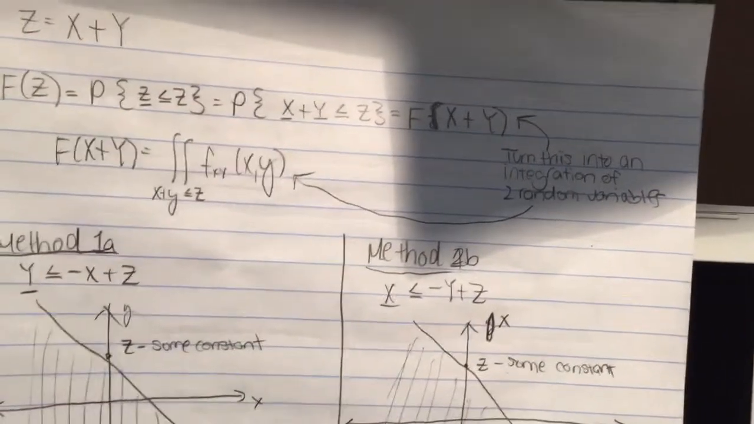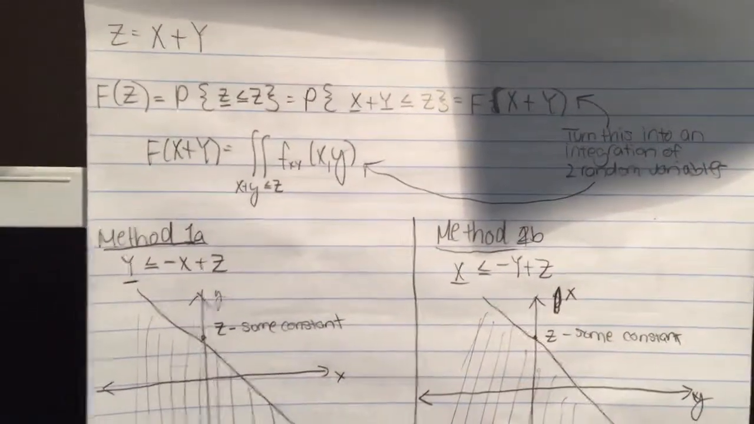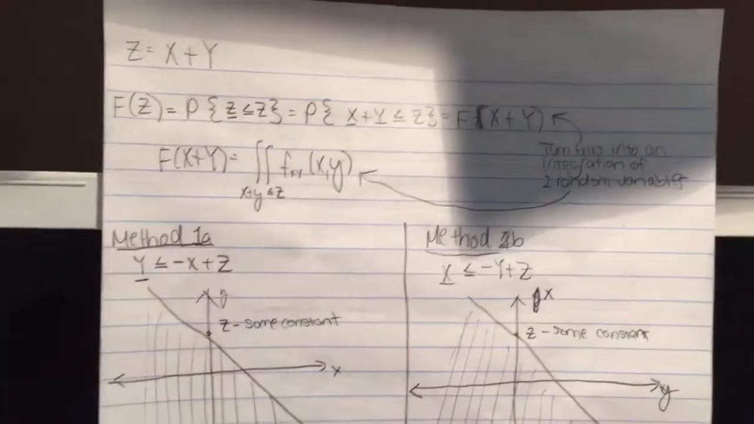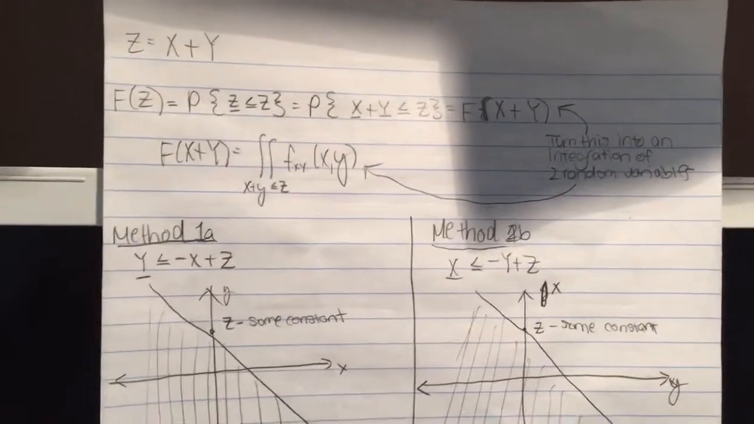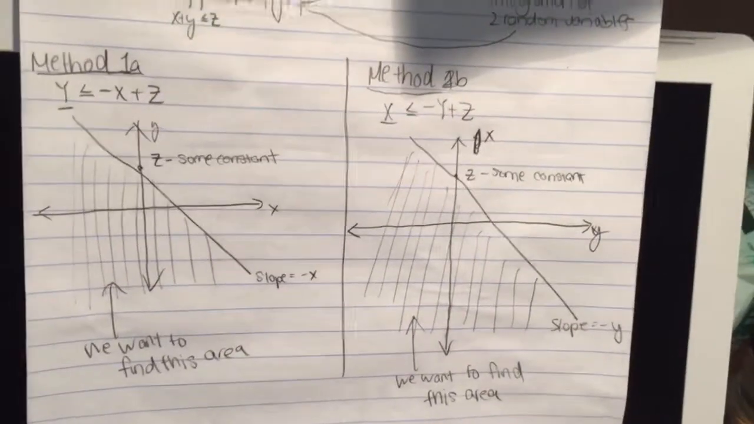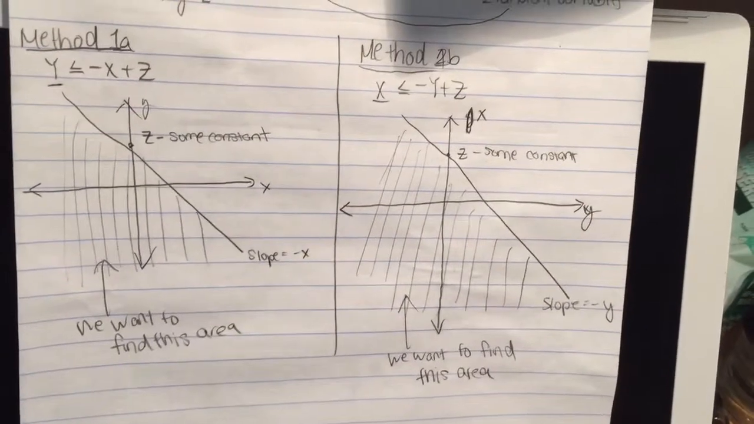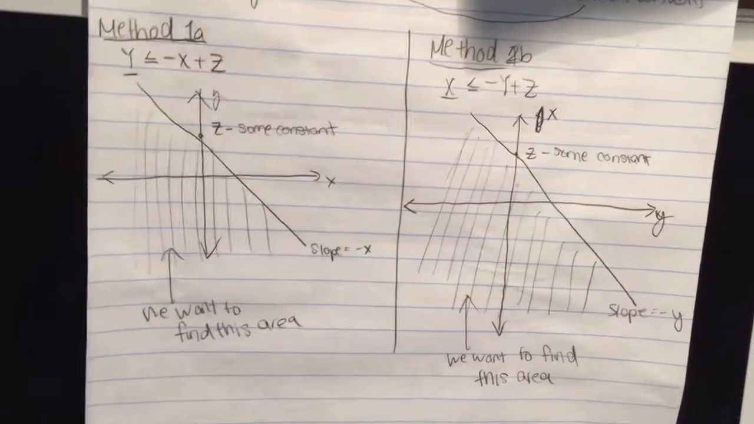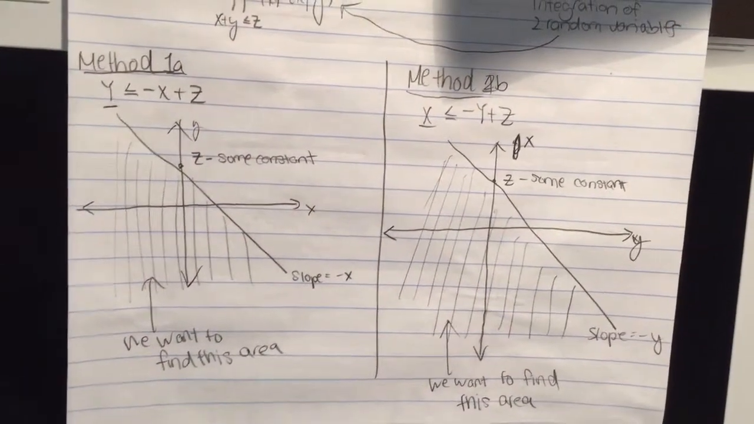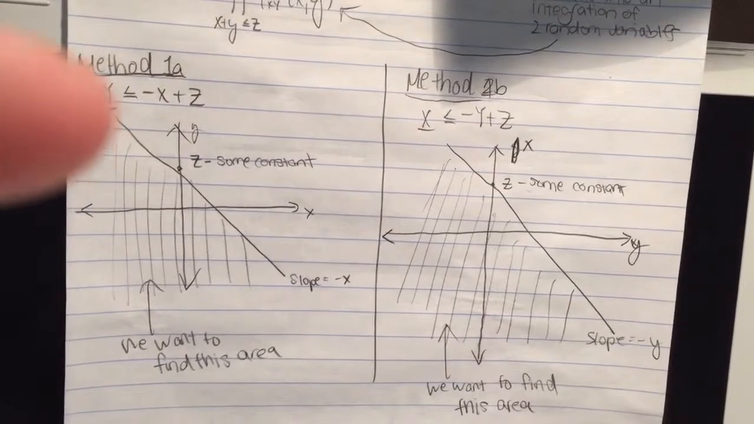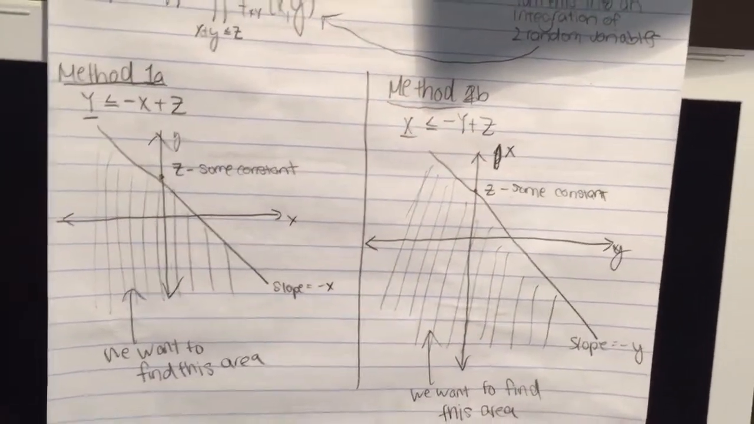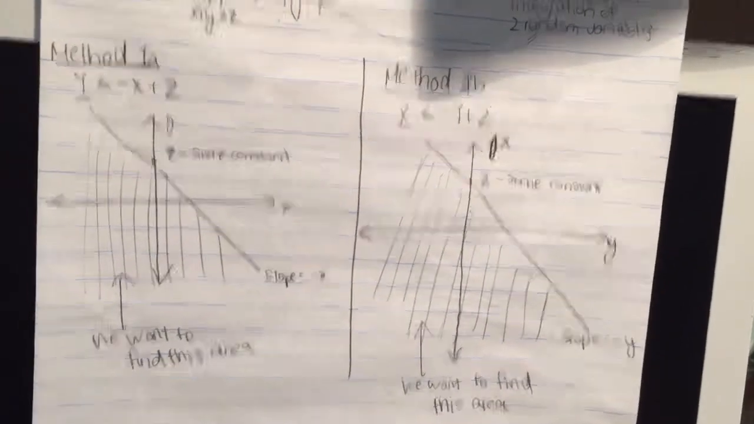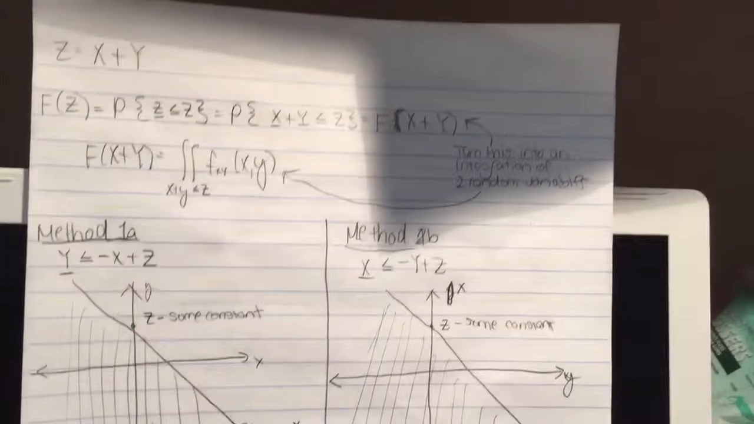We turn this into the integration of two random variables. F of x plus y equals the integral of x plus y less than or equal to z, f of x comma y. Basically, I showed you the methods before, but here are the graphs. Over here, we want to find this area, and over here, we want to find that area. Z is some constant in both graphs, but here the y-axis is vertical, and over here the x-axis is vertical, and those are the graphs of what we are looking for.